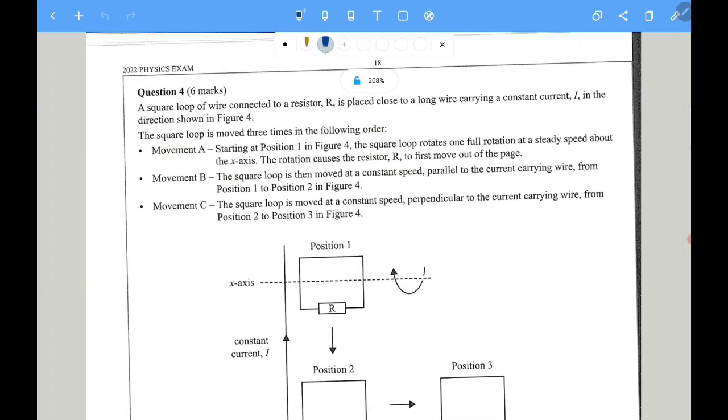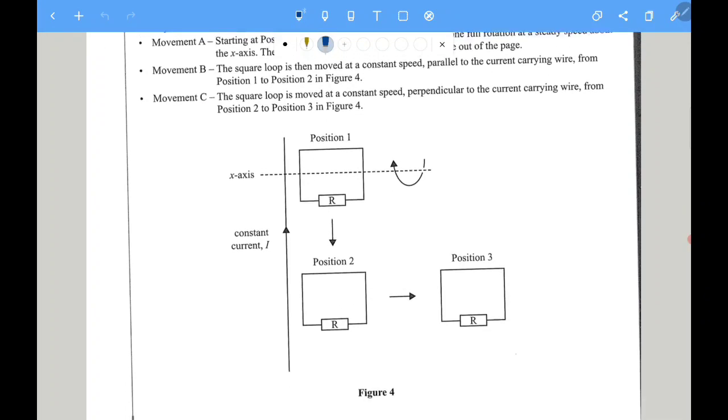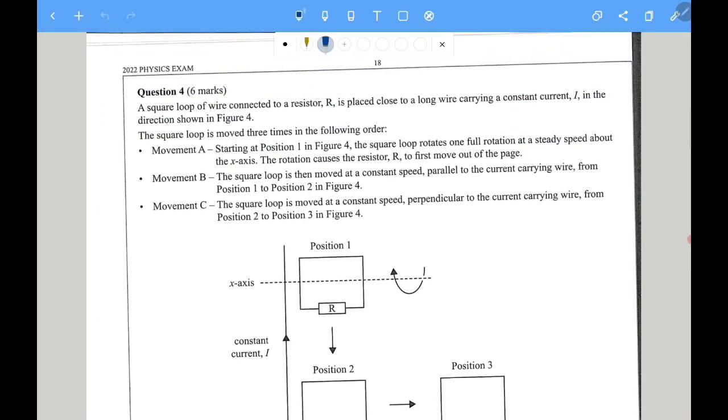Right, now let's move on to question 4. This looks to be an EMF question, but not 100% sure. So we have a square loop of wire connected to a resistor placed close to a long wire carrying current I in the direction shown in figure 4. The square loop is moved 3 times in the following order. It starts at position 1 and it rotates 1 full rotation at a steady speed. Right, so that's constant about the x-axis.